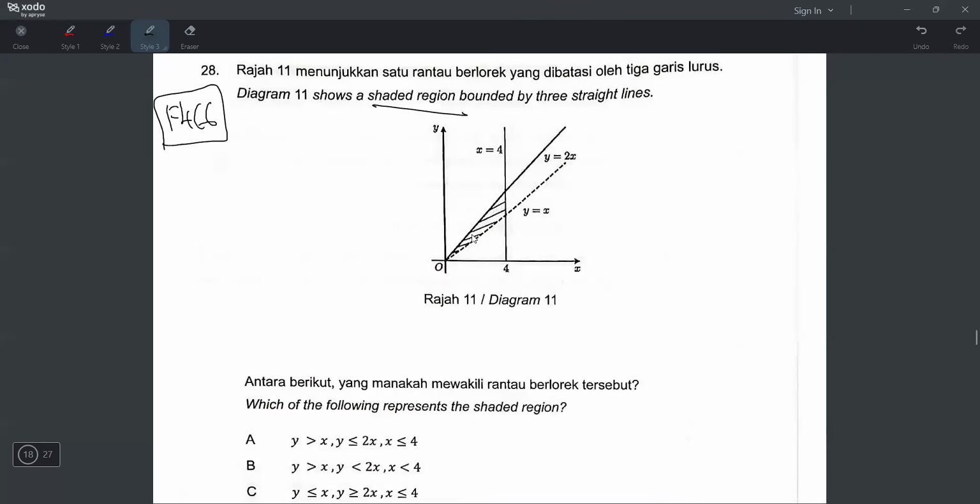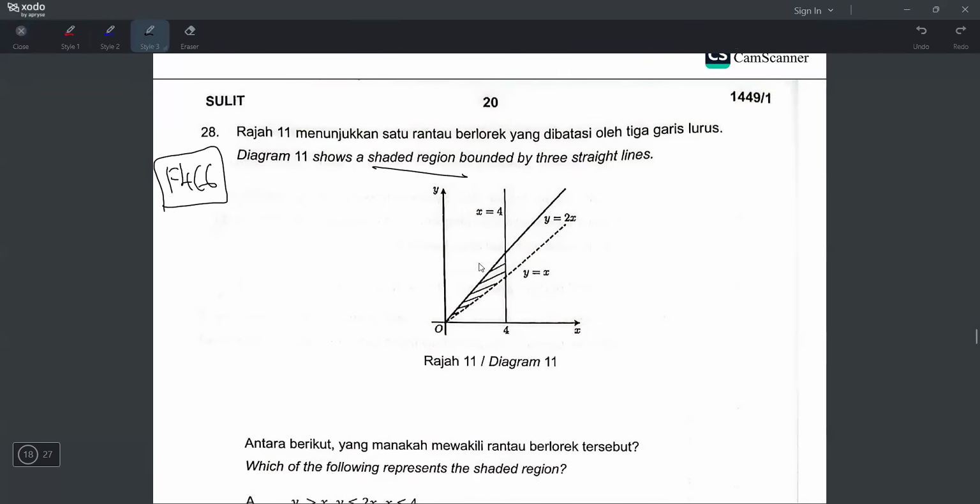So you can see they already shade the region nicely, and the shaded region is surrounded by 3 lines. Which of the following represents the shaded region? I don't even want to look at the answer because this type of question, we usually do many times already. So let's look at this line first, x equals 4, right?